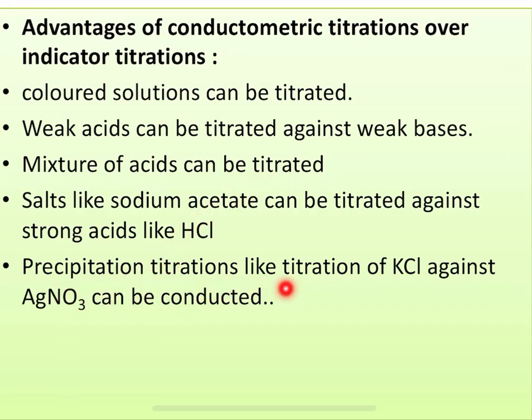The next very important advantage of conductometric titration is precipitation titration. Just like the example of determining the solubility of a sparingly soluble salt, where AgCl was taken and we found how conductance measurement helps us find the equivalence point, in the same way the precipitation titration, which could not be performed easily with the conventional method, can be easily carried out with conductometric titrations. So these are the main advantages of conductometric titrations over indicator titrations.